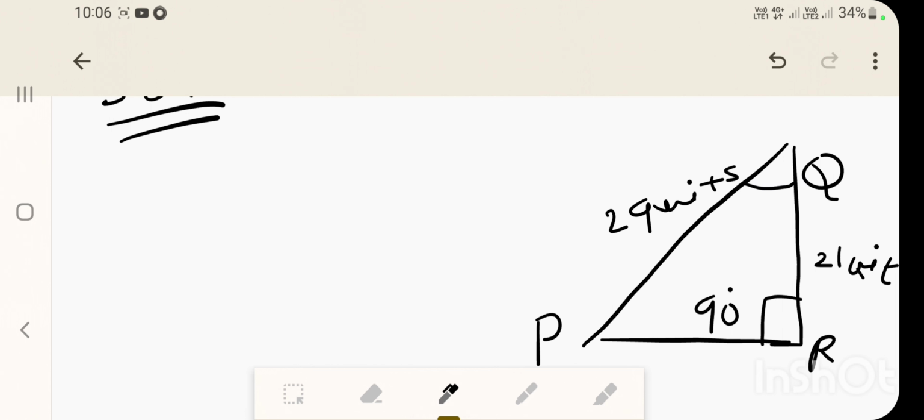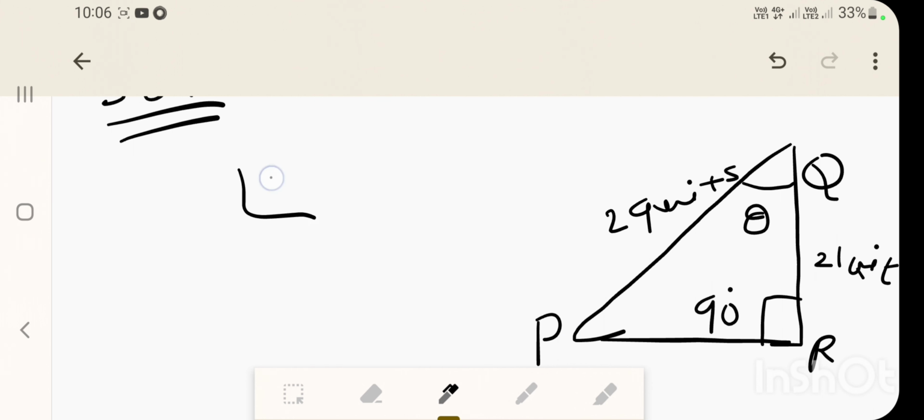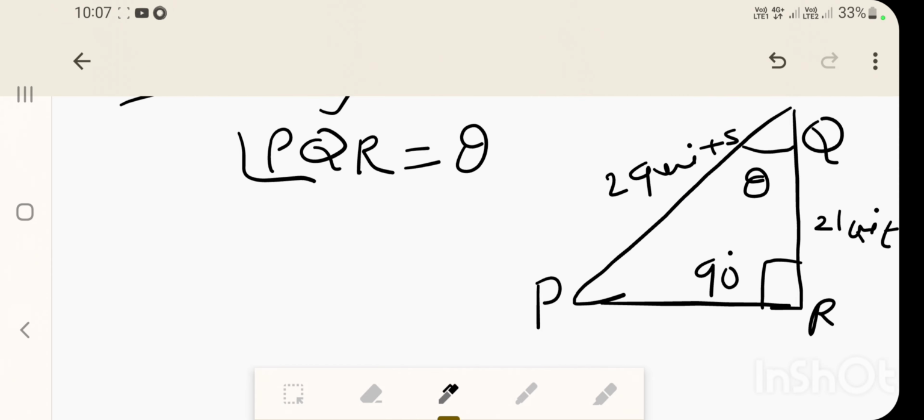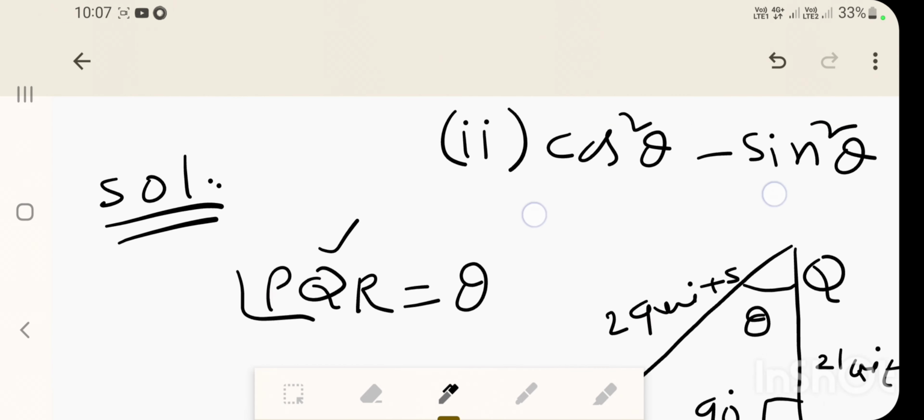PQR is theta. This is the angle theta which they have mentioned. They have not asked for the other angle, which could be theta 1. What they have asked is the angle theta at angle Q. I'll write here angle PQR, they are saying to consider it as theta. The center alphabet of PQR is the angle they have mentioned, that is theta. Now we have to find cos theta and sin theta.